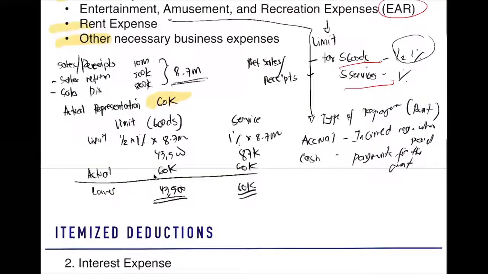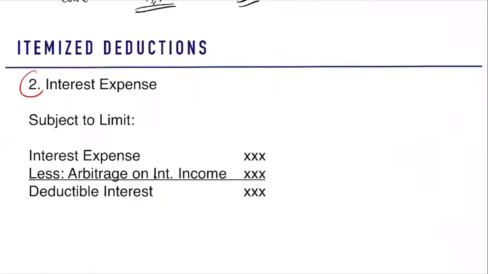We go now to your interest expense. Interest expense is another item with limit. So how do we compute for your limit? The limit is equal to your actual interest expense less the arbitrage on interest income. How do we compute for your arbitrage on interest income? This is the gross interest income. This is equal to your gross interest income subject to final tax.